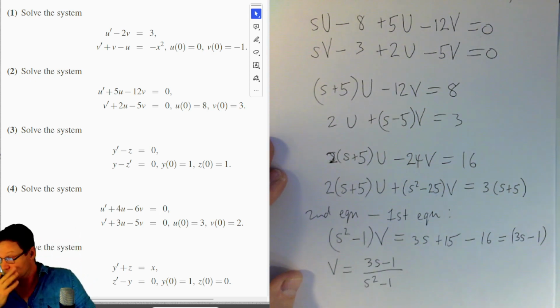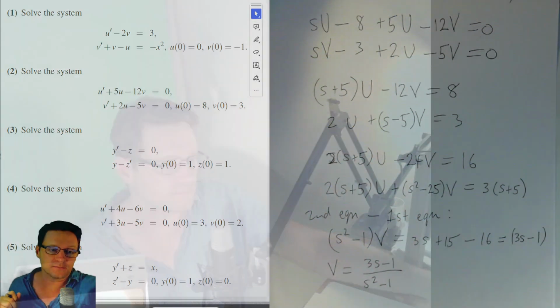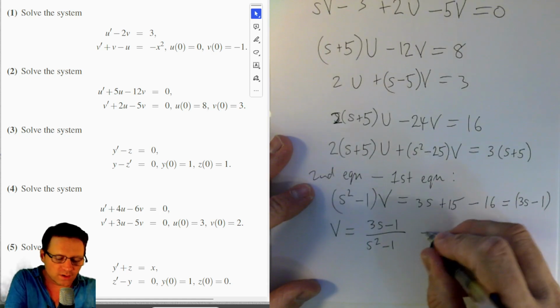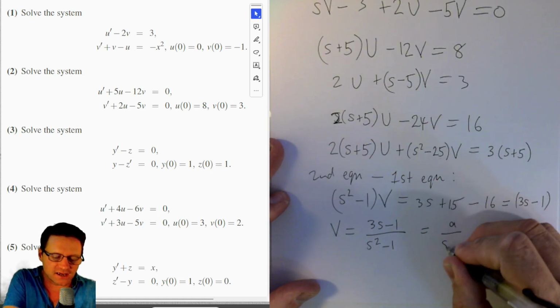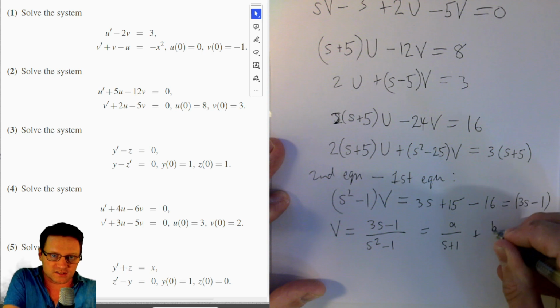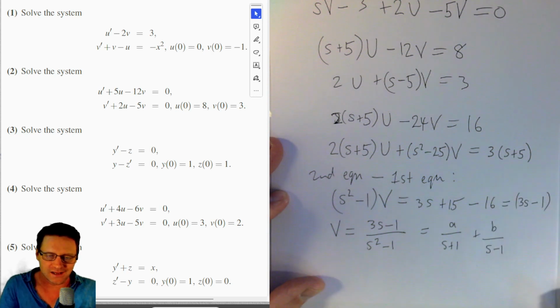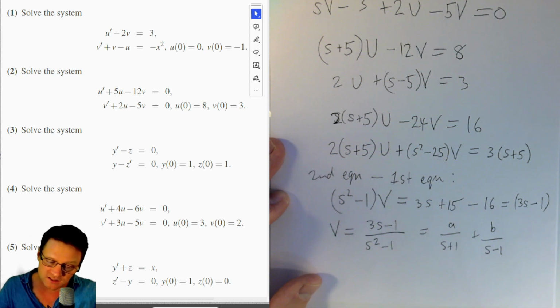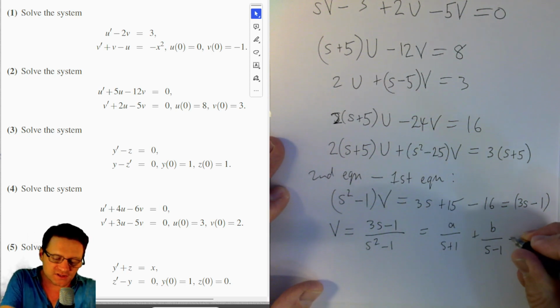Now it looks like we should use partial fractions for this one. And so we want to factorize s squared minus 1 as s plus 1 times s minus 1, and then use partial fractions on the right-hand side where there's a fraction. So let's have a look at that. So we want to write this as a over s plus 1 plus b over s minus 1. Now, if we put this back together, it'll look a bit like this because the denominator will be s squared minus 1.